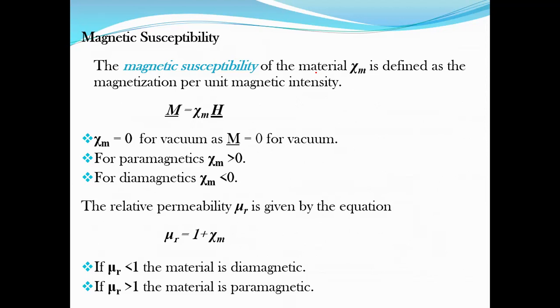So therefore, relative permeability is equal to 1 plus the magnetic susceptibility, right? Suppose the relative permeability is less than 1, the material we can categorize as a diamagnetic one. If the relative permeability is greater than 1, the magnetic material we can categorize as a paramagnetic material.